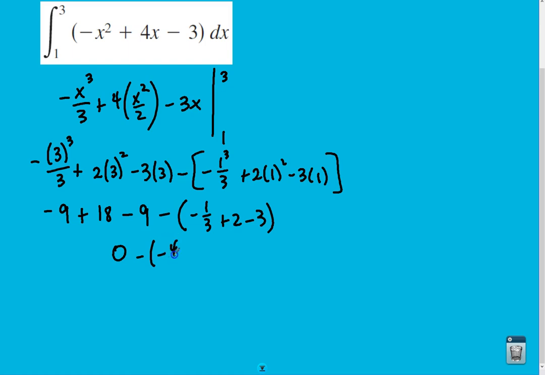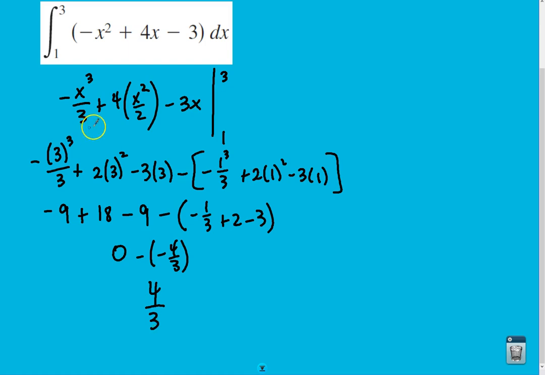but so all in all, +4/3 is the area under the curve of -x² plus 4x minus 3 between points 1 and 3. Ta-da! Okay, so let's see what are we doing here?